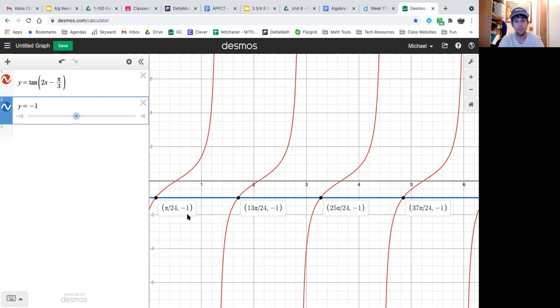So here are all of my solutions. Pi over 24, got that one right there. We got 13 pi over 24, we saw that number showing up before. We got 25 pi over 24, and 37 pi over 24. So this one actually had 4 solutions.